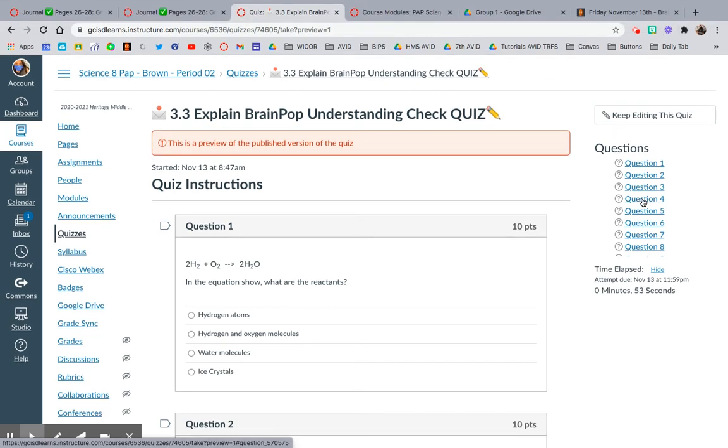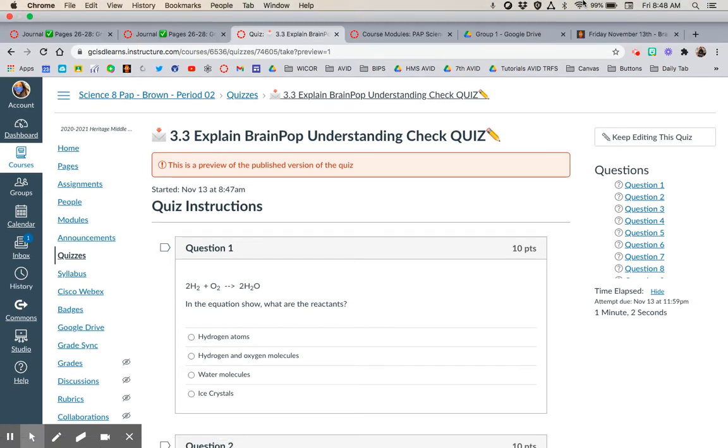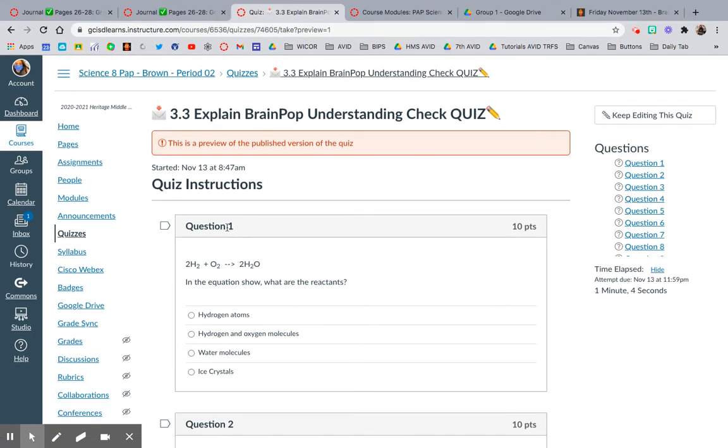So this is the 3.3 Explain quiz check. You should have watched the Brain Pop videos and that short Law of Conservation of Mass video, and double checked all of your work using the keys.